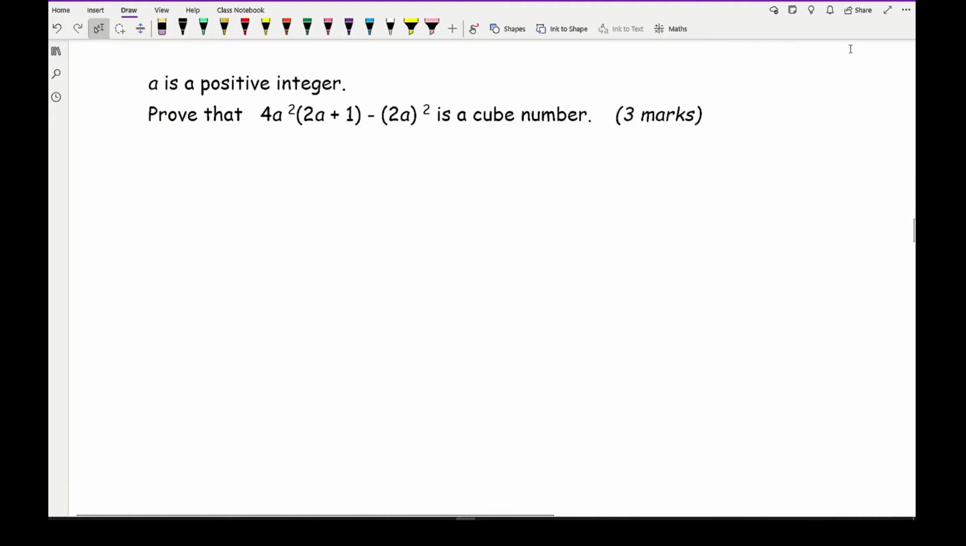So moving on to our next example, it says a is a positive integer, and we're asked to prove that 4a squared lots of (2a plus 1) minus (2a) squared is a cube number. So again, let's just highlight the key bits of information. So a is a positive integer, and we're asked to prove that it's going to be a cube number. So just like before, we're going to expand the brackets out.